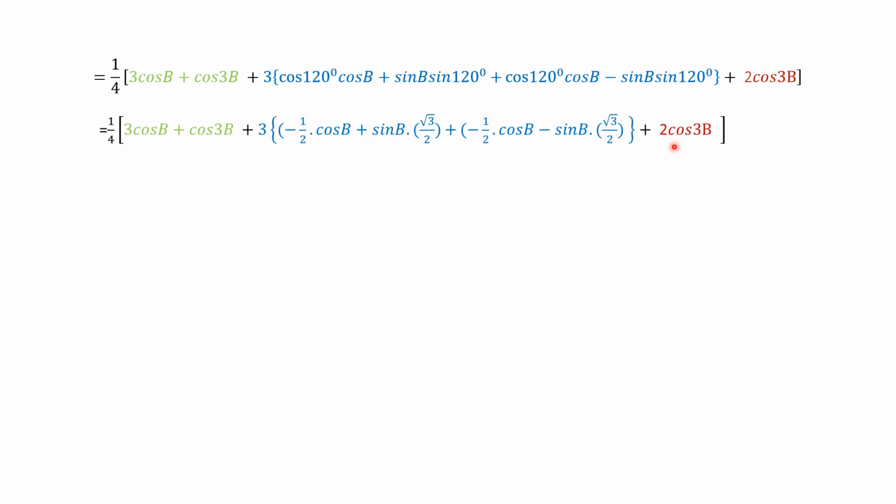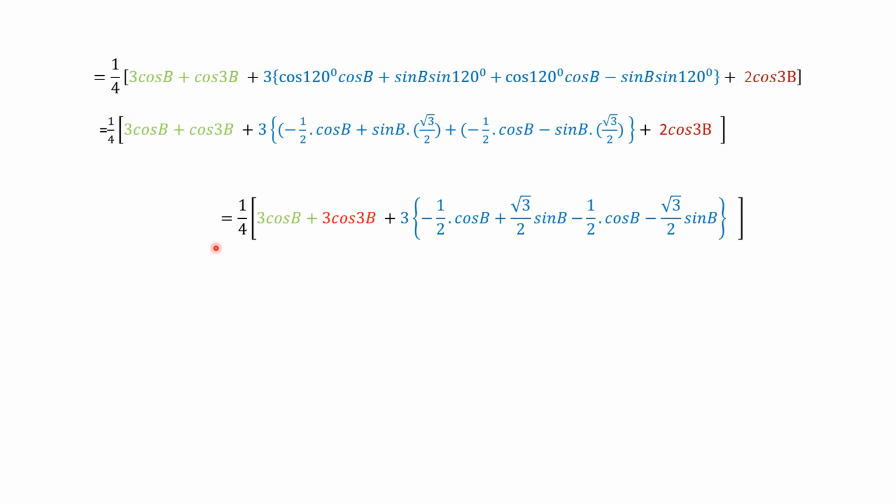So in the next line, what do you think we will do? We will simply do some simplification. So this 1 by 4 and 3 cos b as it is. Now here is cos 3b and here is 2 cos 3b. We can add them up to write 3 cos 3b. Can we? Okay. Thereafter, this plus 3 as it is.